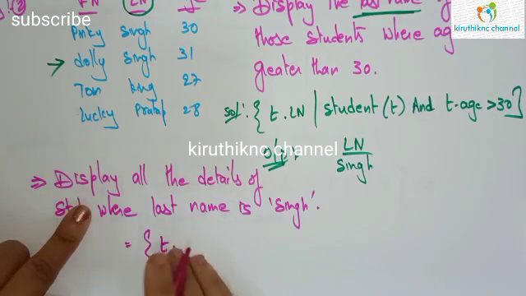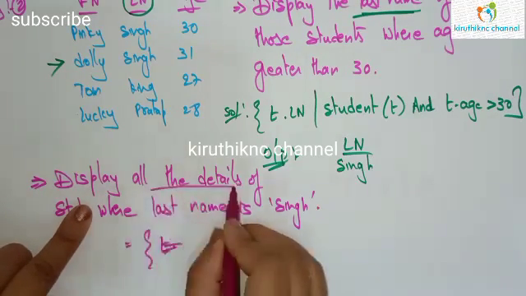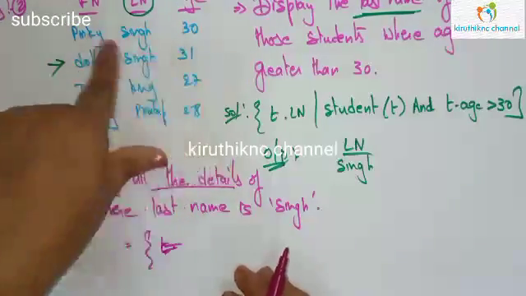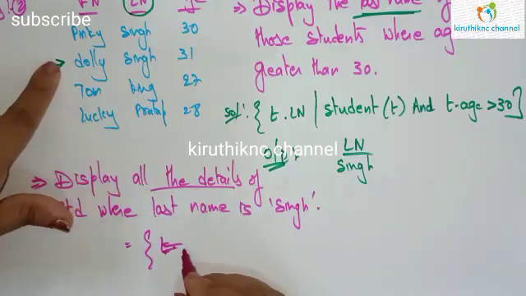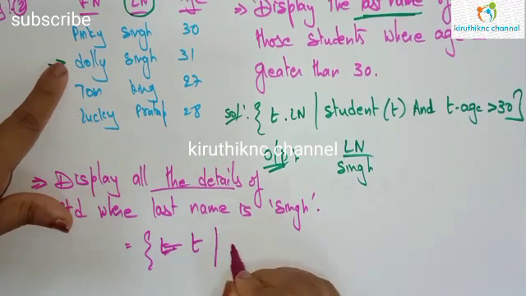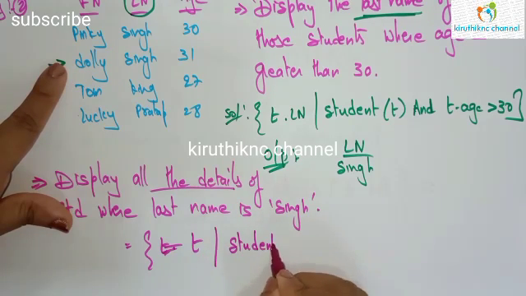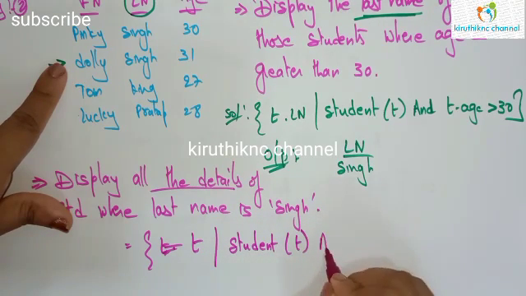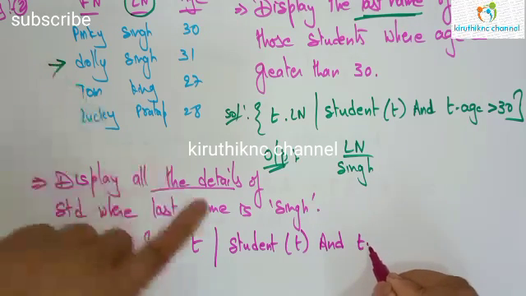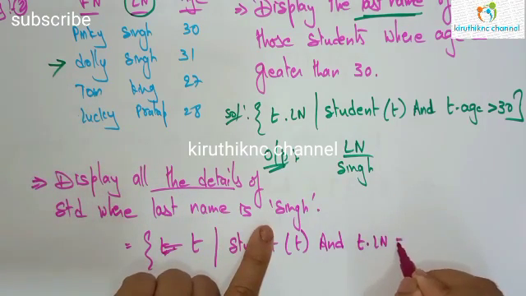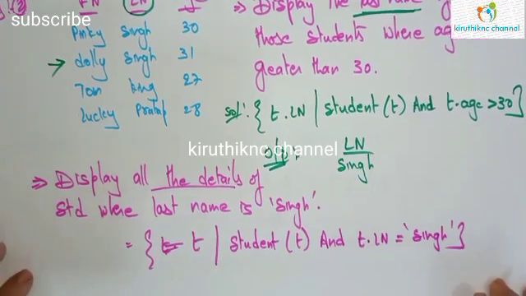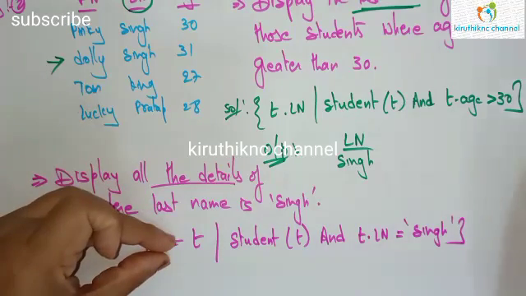T dot, what do you want? Don't take the dot, because I want all the details, all the rows, all the fields. So I want the set of rows where the condition is student of T, and what's the condition? T.last name is equal to Singh. This is how this statement is represented in the non-procedural language.